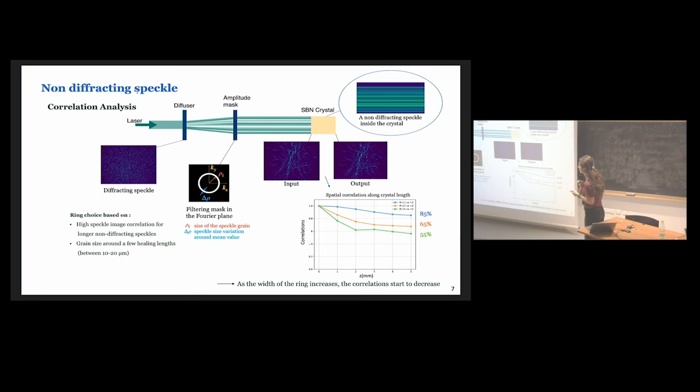I want to mention here the ring parameters on which we can play to ensure this non-diffracting speckle. First point, we want to make sure that we have high correlation between the speckle images along the length of the crystal. Second point, we wanted the grain size of the speckle to be of the order of a few healing lengths. And we noticed from this graph that as the width of the ring increases, the correlations start to decrease, and it becomes more and more diffracting.